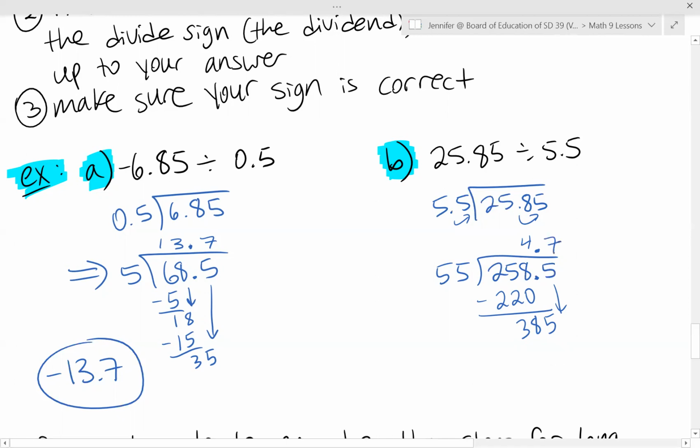This goes in 7 times. We have no remainders left over. Lastly, we check our signs. These are both positive. So overall, our answer is going to be positive. And we've got exactly 4.7.